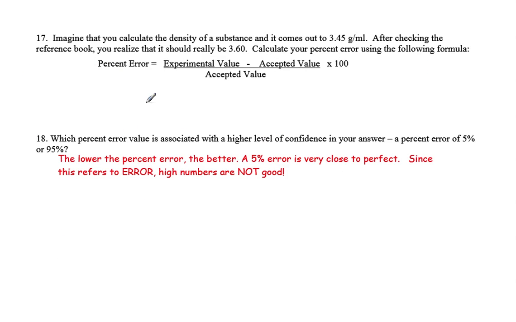All right, last 2 questions in this section here. It says, imagine that you calculate the density of a substance and it comes out to 3.45 grams per milliliter. So this is what you calculate. This is what you get. This is your experimental value. After checking the reference book, reference means it's going to give you the true value, you realize it should be this. This is the accepted value. So what you need to do is calculate the percent error.